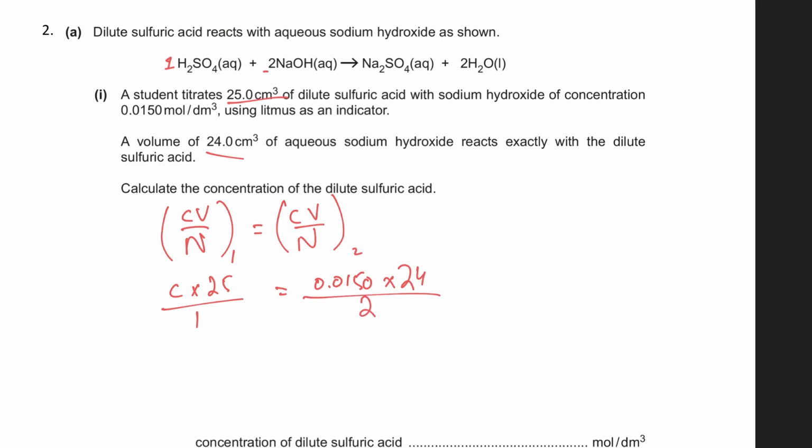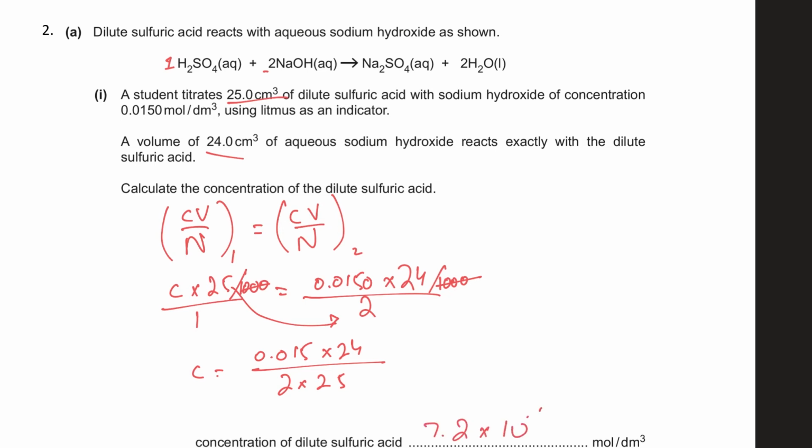Now notice that I did not divide by 1000 here, because even if I do 1000 here and 1000 here, this is going to cancel out anyway, so I don't really need to do that. So once I do this, I get 0.015 times 24 over 2 times this 25, which came from there to here, to divide, and that gives me my final answer, which is going to be 7.2 into 10 power minus 3 mole per dm cube. Make sure that you either write it in standard form or you write it in the complete as a number like 0.0072.